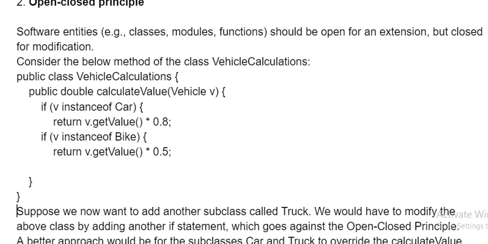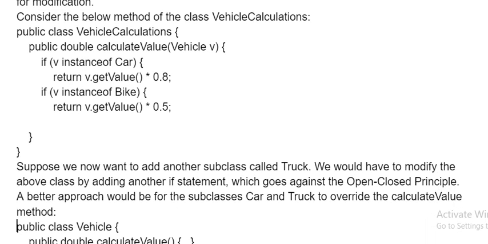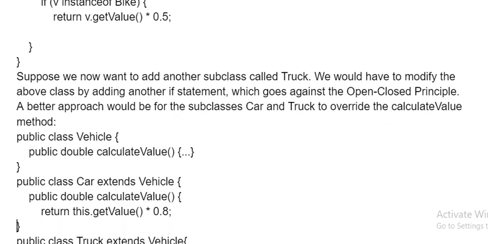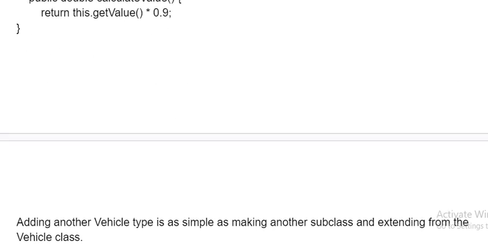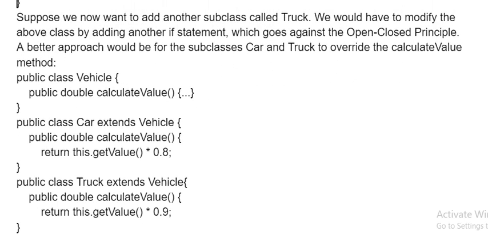The second one is open close principle. What open close principle says is that a class should be open for extension but it should be closed for modification. We can take the example where we have created a vehicle calculations class, and everything is working fine, but if we want to add another subclass called truck, it works, but it goes against the principle of open close.